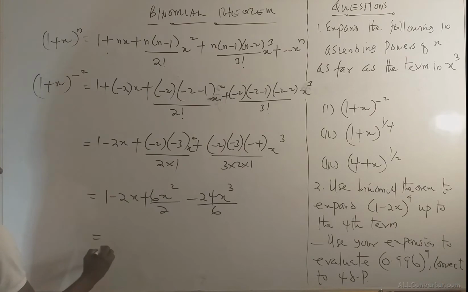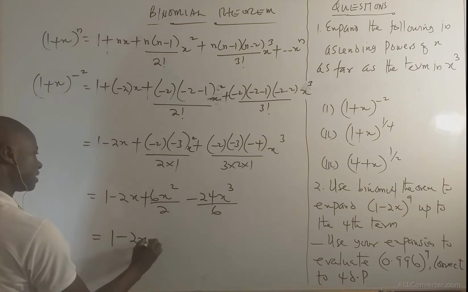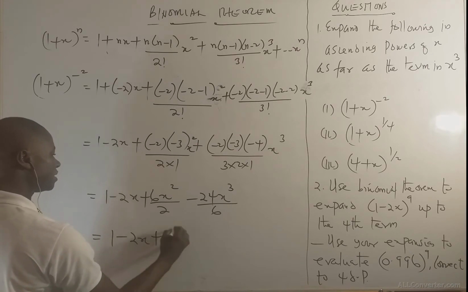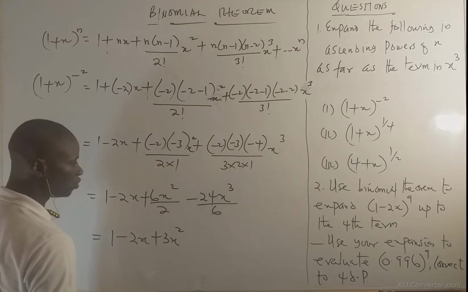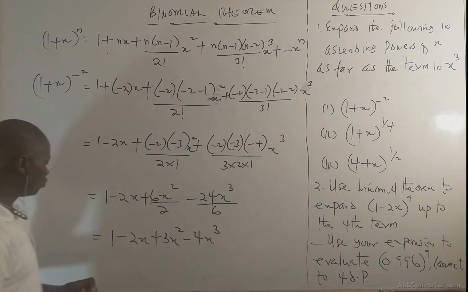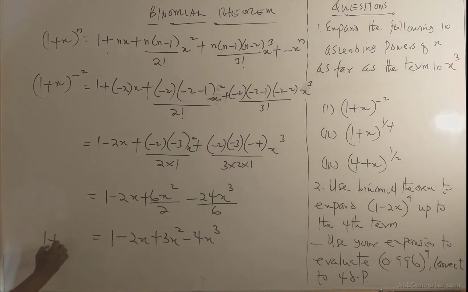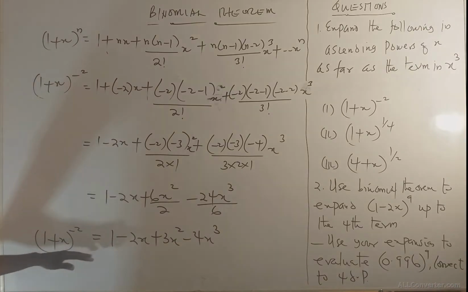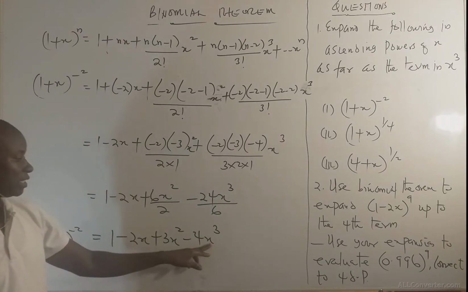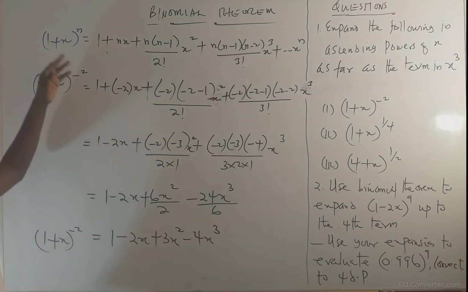So a step down, we are going to have 1 minus 2x. Then 2 goes into 6 3 times, so we have plus 3x squared. Then 6 goes into 24, it's 4 times, so you have minus 4x cubed. So this will be the expansion for (1 + x)^-2. Don't forget that we have to expand as far as the term in x cubed, and that is why we have to stop here. So it's all about the formula.